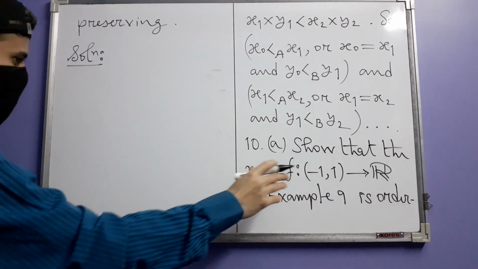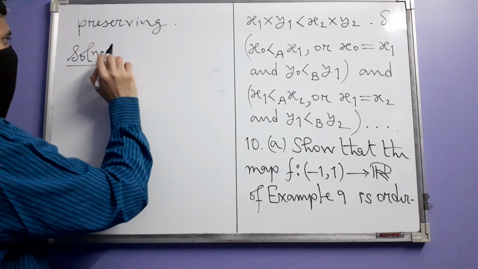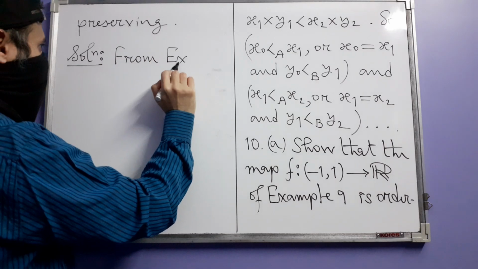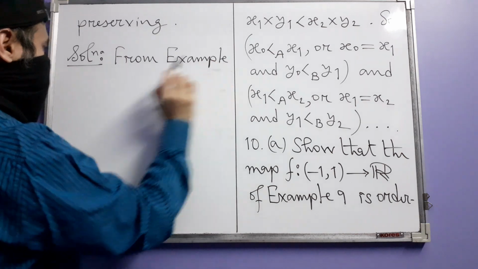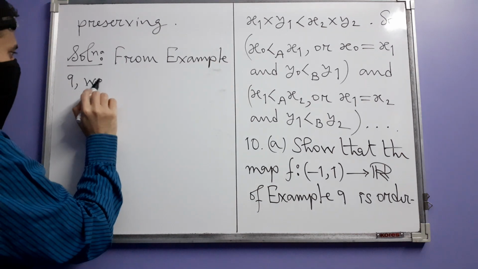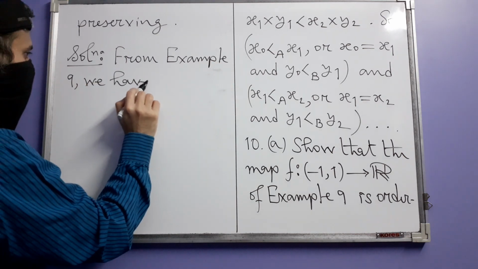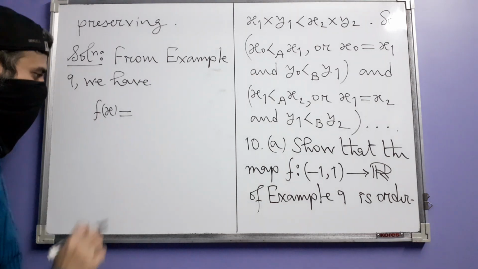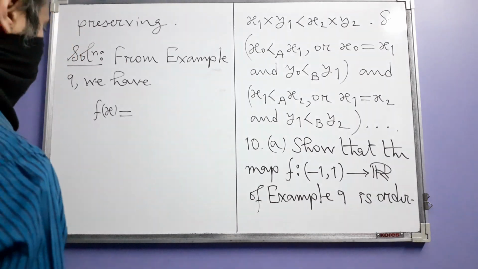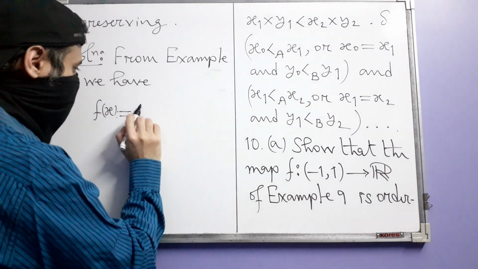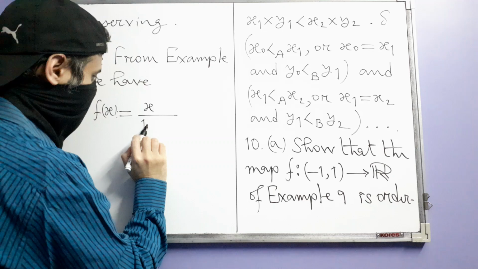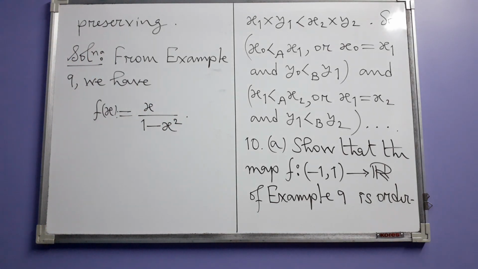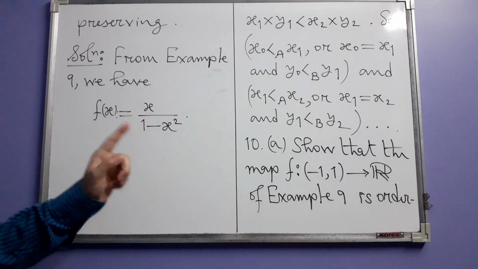We need to also recall what this function was. From example 9, we have this. So this was x divided by 1 minus x squared. Alright, now we have to prove that this is order preserving.